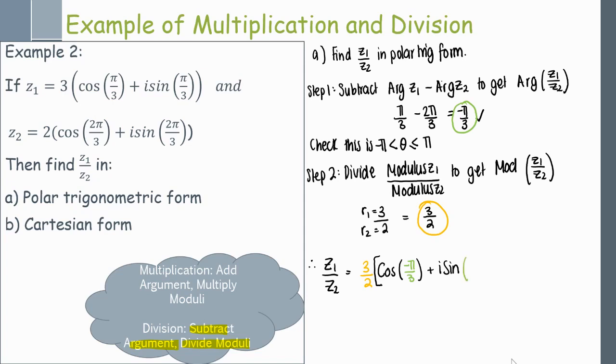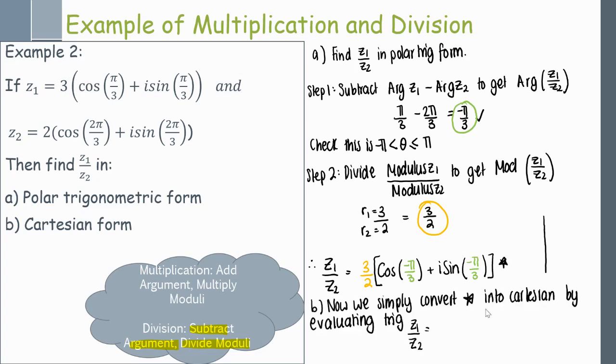Part B says express this in Cartesian form. And we know how to express a polar trig form into Cartesian form. Just evaluate the trig. I'm just going to sketch in minus pi on 3 into a diagram so I can figure out what cos minus pi on 3 is and sine minus pi on 3 is. Use your identity triangle and recall that cos is the only trig function that is positive in Q4.